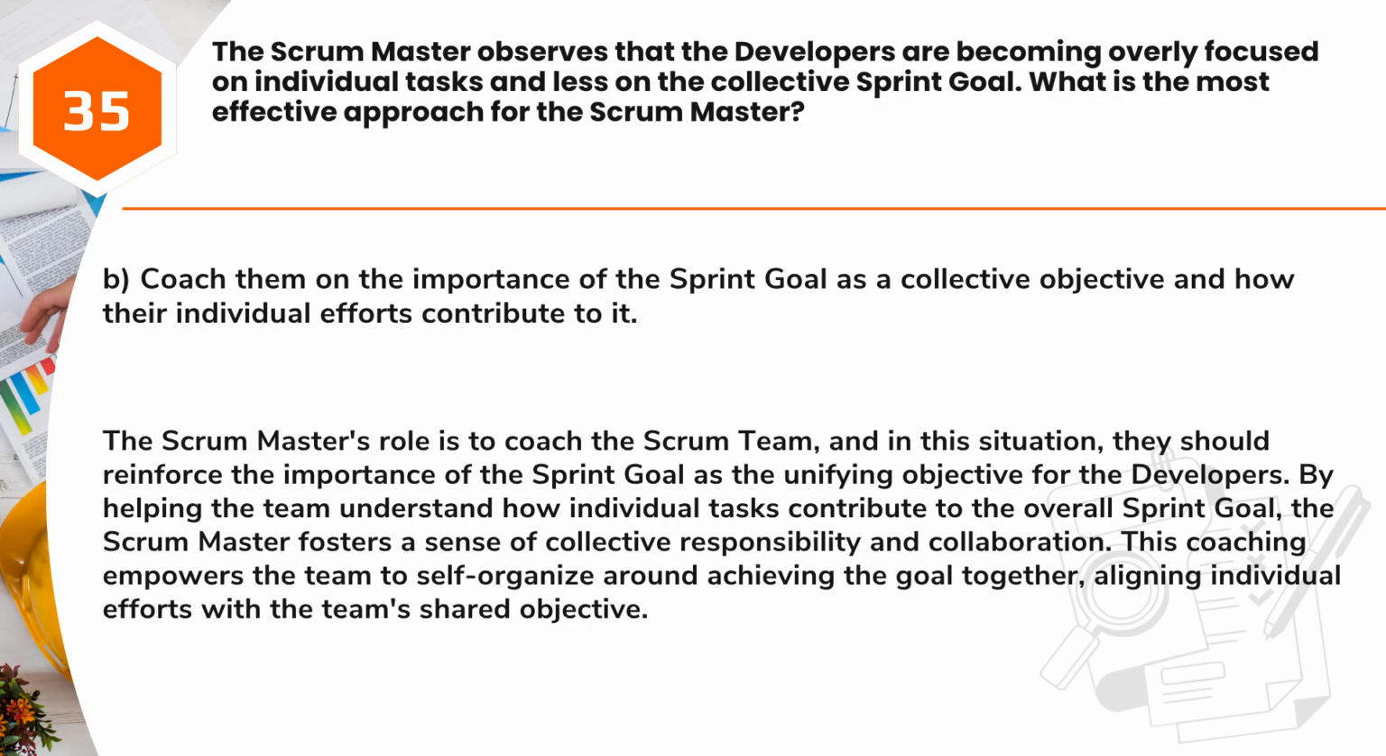Answer: B. Coach them on the importance of the sprint goal as a collective objective and how their individual efforts contribute to it. The Scrum Master's role is to coach the Scrum team, and in this situation, they should reinforce the importance of the sprint goal as the unifying objective for the developers. By helping the team understand how individual tasks contribute to the overall sprint goal, the Scrum Master fosters a sense of collective responsibility and collaboration. This coaching empowers the team to self-organize around achieving the goal together, aligning individual efforts with the team's shared objective.